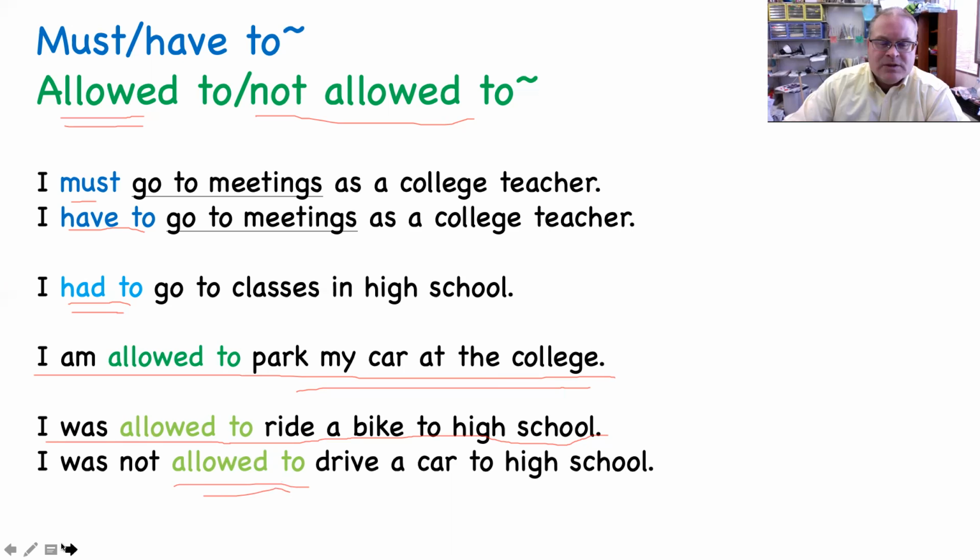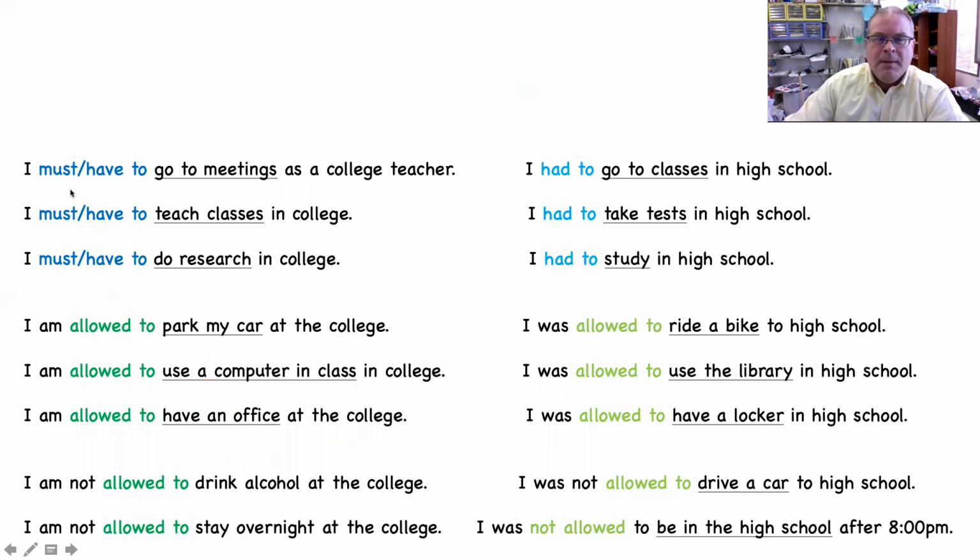Okay, so here's some more examples right here, okay? I must go to meetings as a college teacher. I have to teach classes in college. I must do research in college, okay? I must do research, okay? Reporto kakimasu. In high school, I had to go to classes. I had to take tests. I had to study, okay?